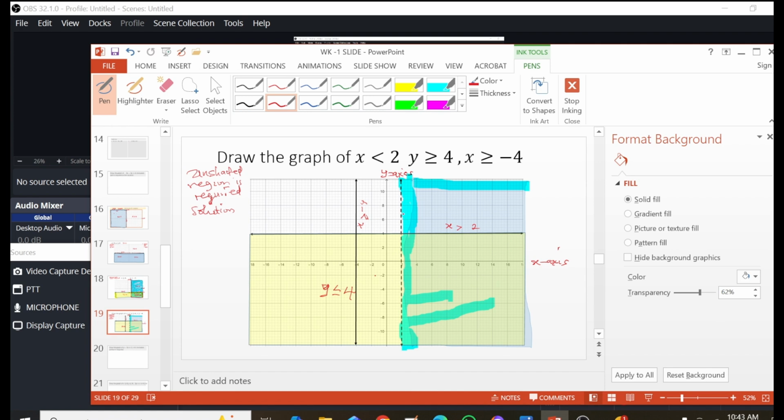Now this line is x is less than 2. Then here is y is greater than or equal to 4. All right, I have three of them. Now the part that's going to be shaded should be here.